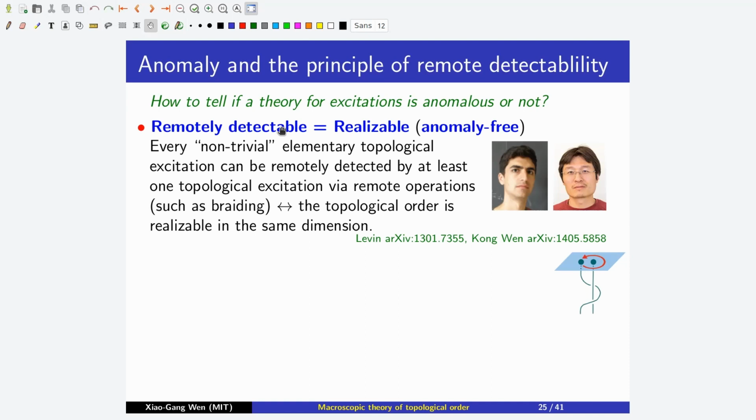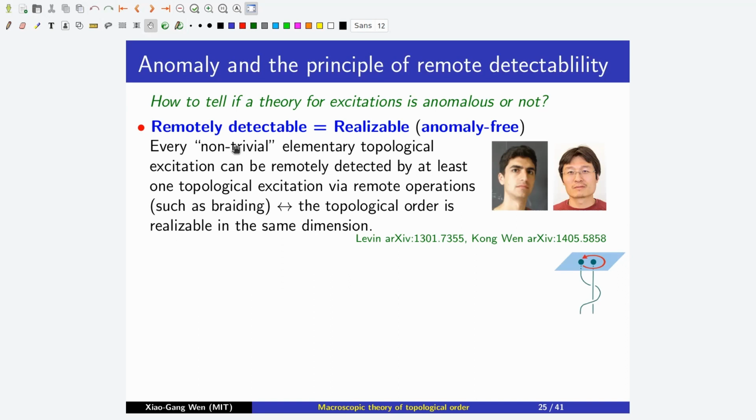But here I want to say that this topological excitation should be non-trivial. The trivial one cannot be remotely detectable. But remember, non-trivial has two meanings. One is called elementary, another called topological. The difference is that for the particle, there's no distinction. Non-trivial just means non-trivial. But for the string excitation, non-trivial has two meanings. This string can be formed by particle condensation, and this kind of string excitation is called a descendant and is not elementary.